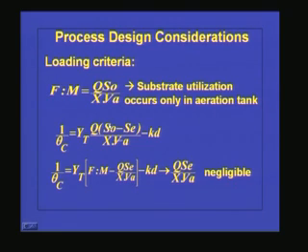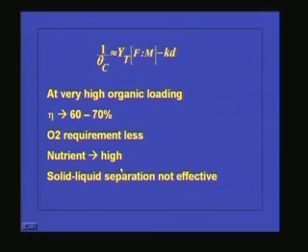Q into S naught by X into VA is F to M, and this other term will be coming, and towards the end of the time we know that this SC is very negligible compared to S naught. So, this term we can neglect. If we neglect that term, we will get 1 by theta c is equal to YT into F to M minus KD. So, if you design based upon the biokinetic parameter theta c, it has a definite relationship with the food to microorganism ratio.